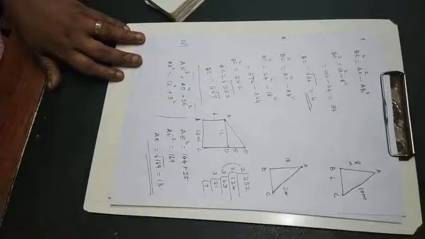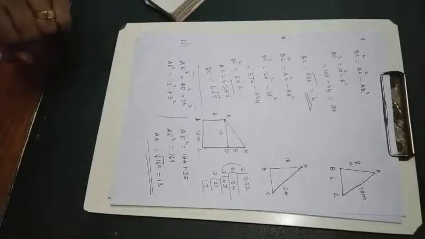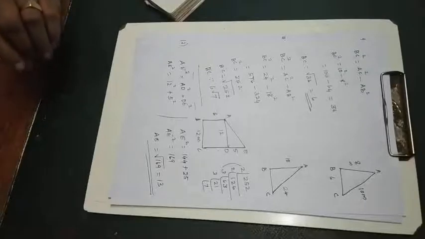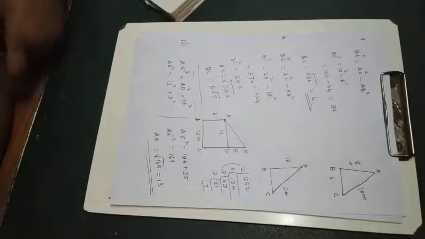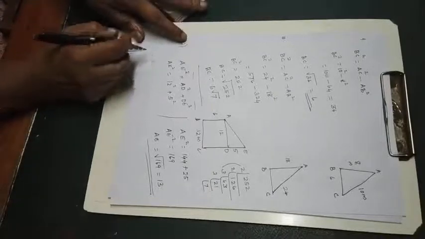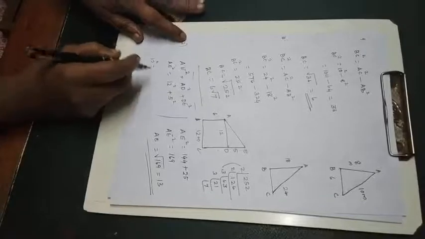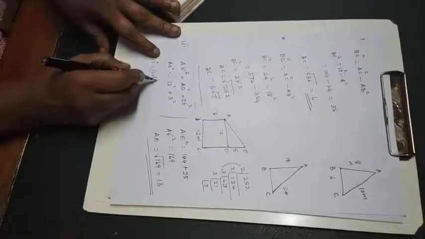Last, 17th question. Take the correct answer and justify. In the triangle ABC, AB is equal to 6 root 3, AC is equal to 12 and BC is equal to 6. If it is a right angle triangle, then only we can write the largest side, that is 12 square, will be equal to 6 square plus the other. So let us find out whether 12 square is equal to 6 root 3 the whole square plus 6 square.